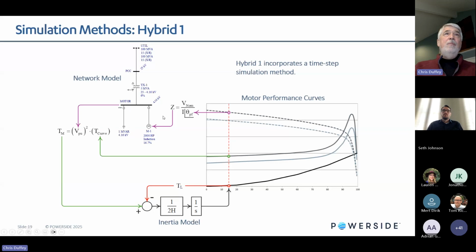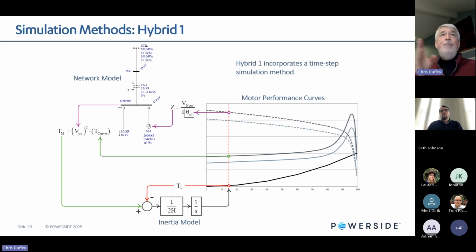We're going to calculate an impedance. We're going to stick that in our network model and we're going to solve it. And after we solve it, we take the voltage squared and we read off the torque, get the torque for the motor, feed it back, subtract off the load torque, and then do our inertial model with a time simulation. And this 1/s block just simulates integration is what it does. So that's our hybrid 1.